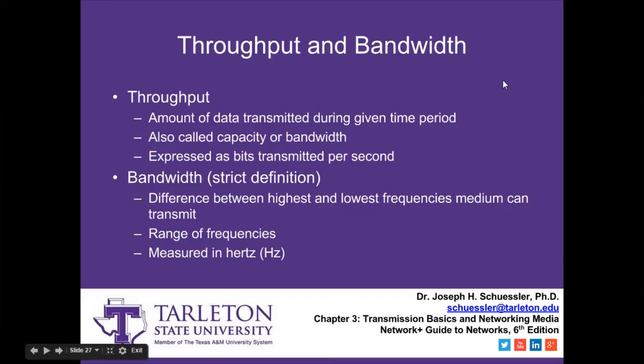So how much data can we send? Well, that's a good question. It depends on the medium. There's lots of factors that affect this. We're going to measure it by looking at the throughput. We're going to measure it by looking at the bandwidth. So throughput is the amount of data transmitted during a given time period. It's also called capacity or bandwidth, and it's expressed as bits transmitted per second. That's fine for the most part.